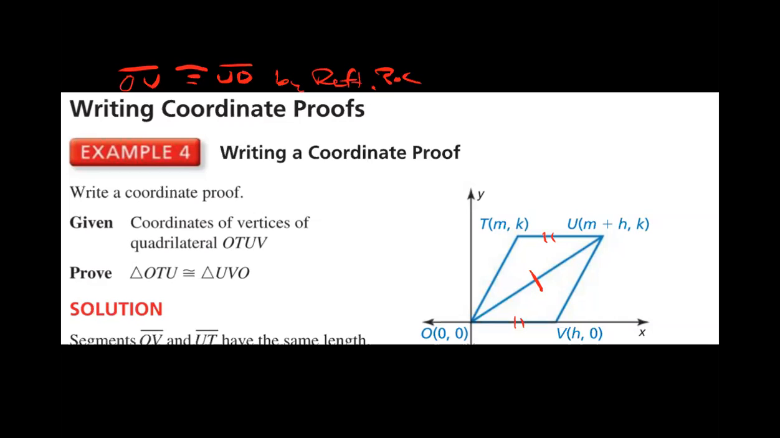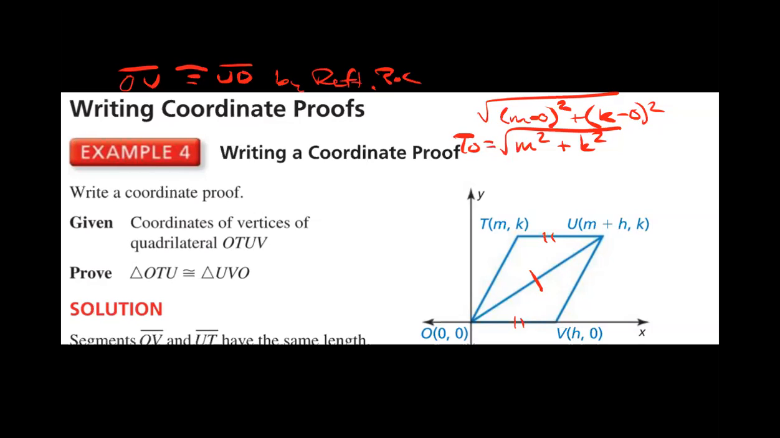Let's do TO here. That's going to be the square root, subtract my x's, so m minus 0 squared plus k minus 0 squared. That's going to give me the square root of m squared plus k squared. Now, I can't go any further. I can't combine. I don't know what m squared and k squared are, and when I combine them, what that's going to be. I'm going to simplify as much as I can, and then I'm going to leave it just like that. That's TO is equal to that.